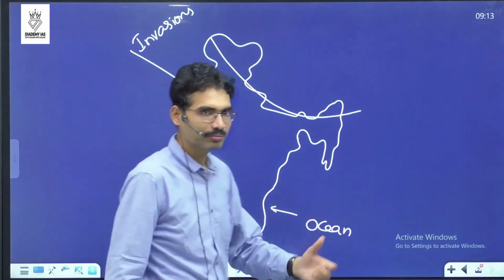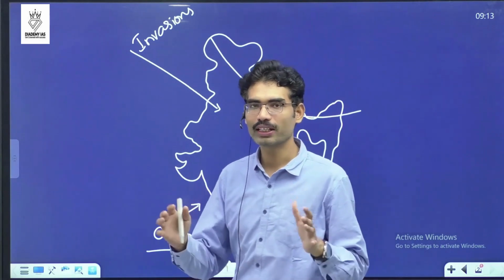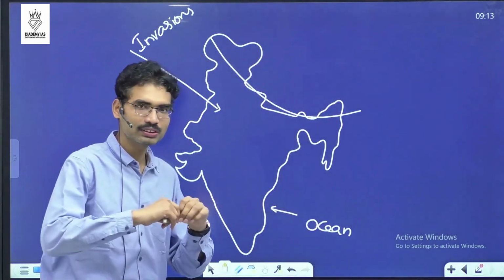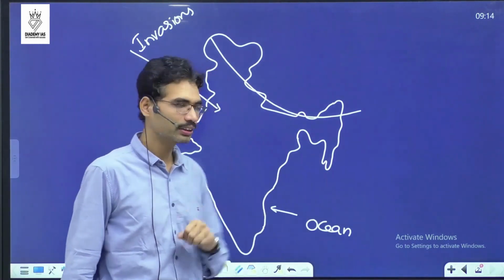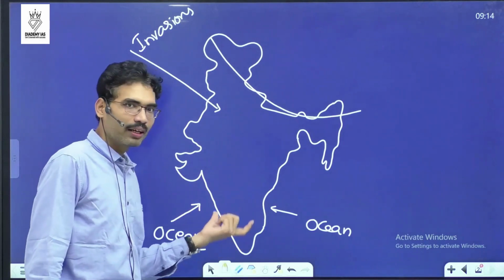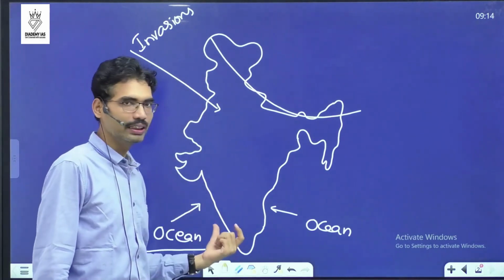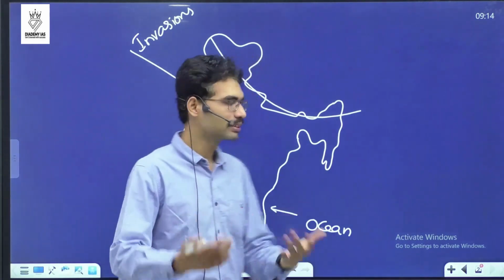Now, in the 16th and 17th centuries, Europeans had very good navigation skills, and they started discovering beyond the oceans from the European continent. Vasco da Gama discovered the sea route from Europe directly to India. From that time period onwards, many Europeans came.